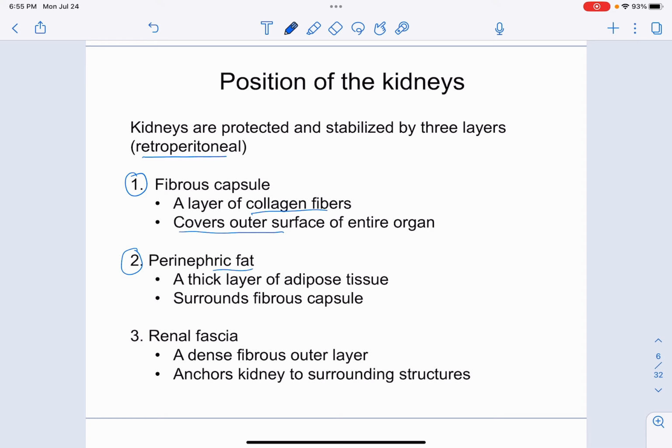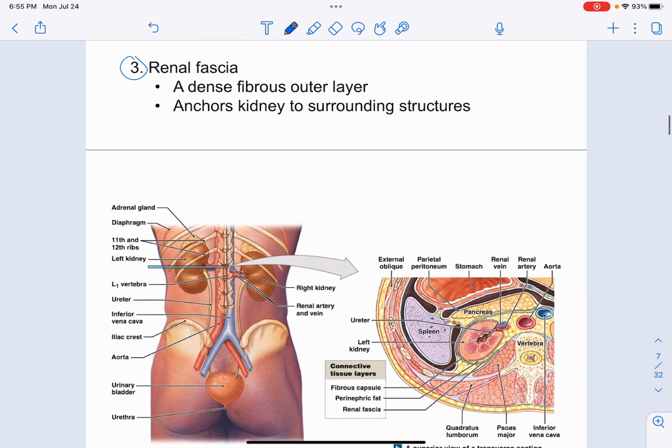All right, and this is a thick layer of adipose tissue that's going to surround that fibrous capsule. And then finally, we have some renal fascia. This is like connective tissue. So there's a dense fibrous outer layer, and this is going to anchor the kidneys to surrounding structures. So let me show you what that looks like.